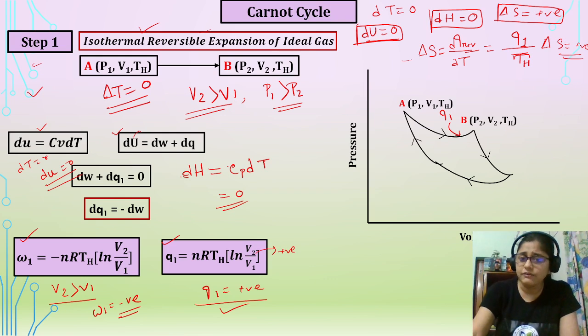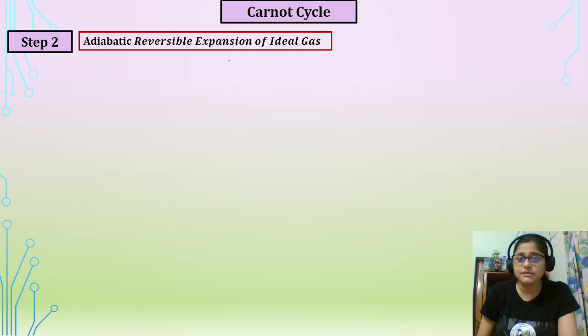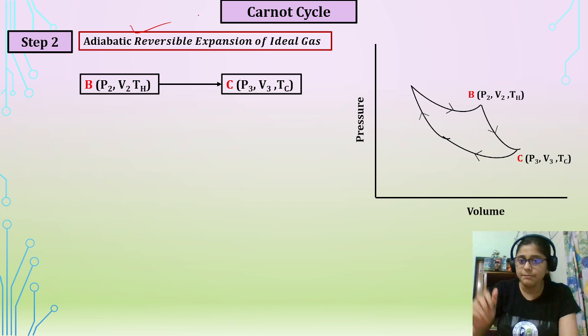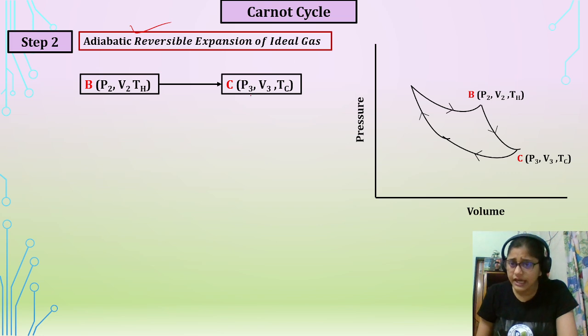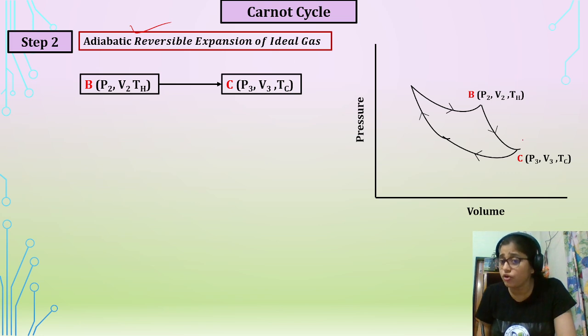Okay, now next I will go faster, because you know everything. Adiabatic reversible expansion of ideal gas, second step, which is B to C. In B, it was P2 V2 TH. And when we reach C, the PV will obviously be changed, right? P3 V3 and TC here, because the temperature is also changed.